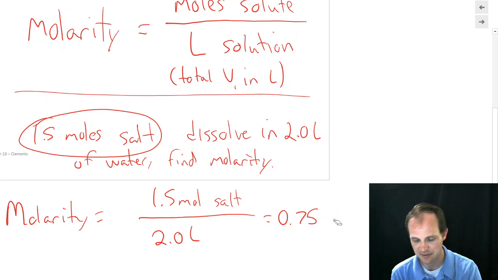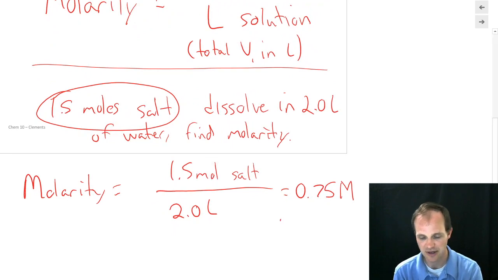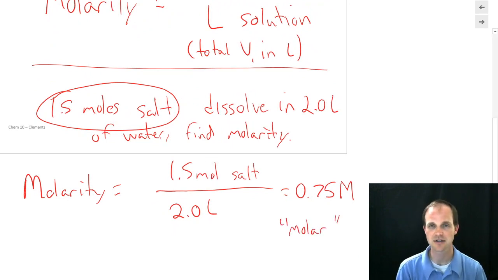I'm not very good at my capital letters versus my lowercase letters. Let me really make that a capital M. Capital M for molar. That's how we pronounce it, just like the tooth in the back of your mouth. Molar. So we say this solution has a concentration of 0.75 molar. And that is how we use molarity, no percentages, no other things just like that.